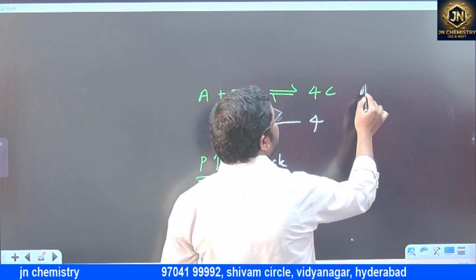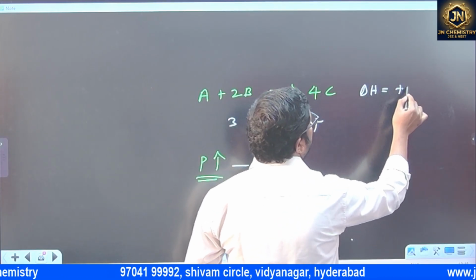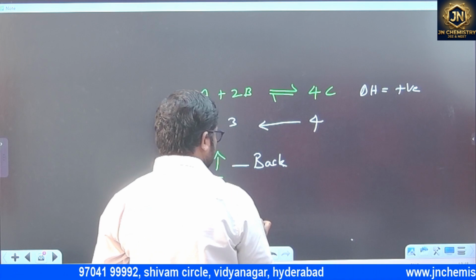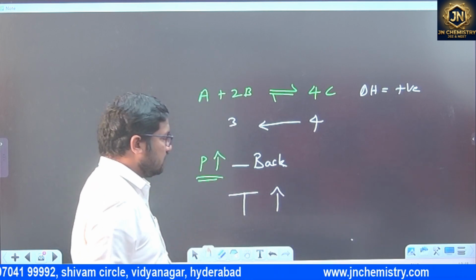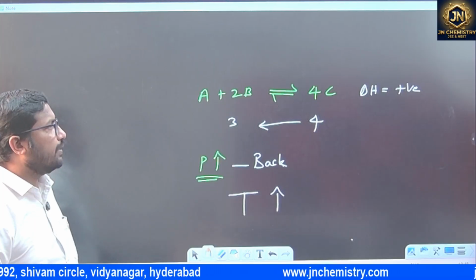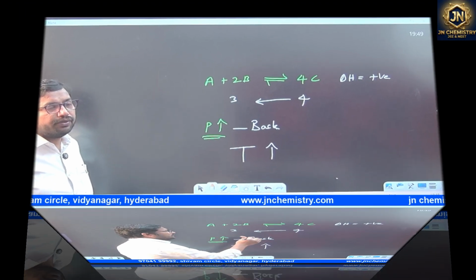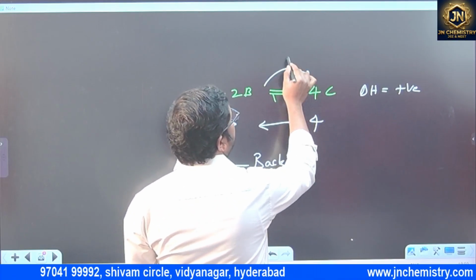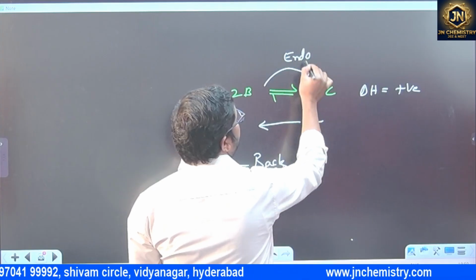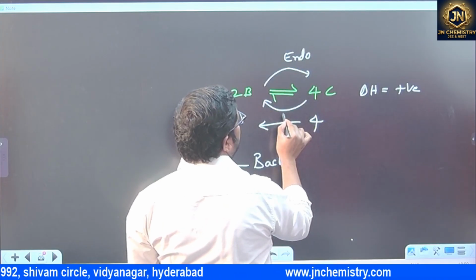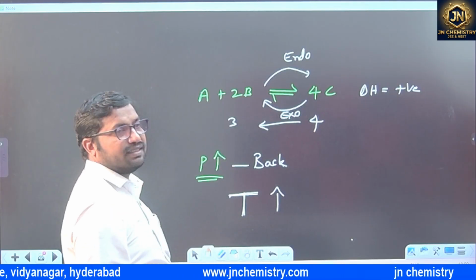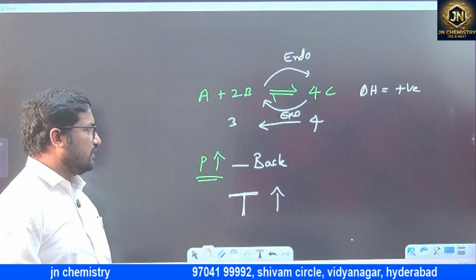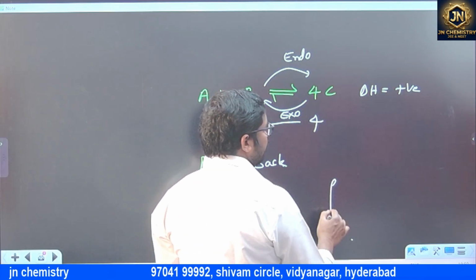Imagine this delta H is positive at high temperatures. If temperature increases, forward reaction or backward reaction? Forward reaction is endothermic, backward reaction is exothermic. So if the temperature is increased, the forward reaction is favorable.